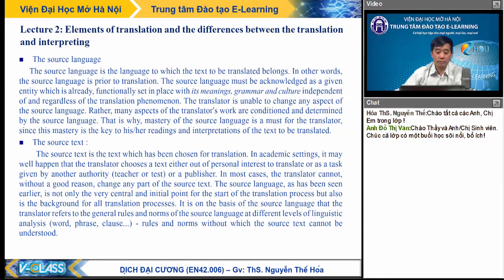And now next we have different kinds of elements here. The source language.